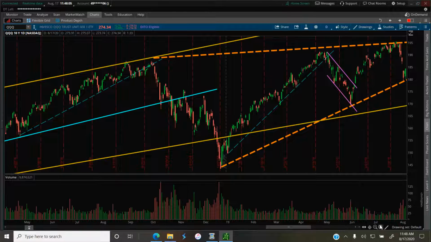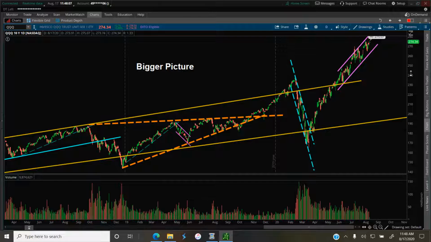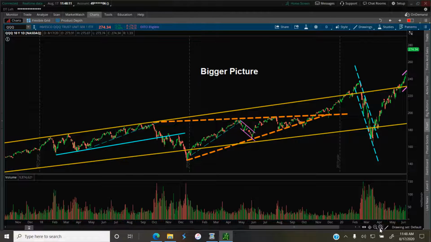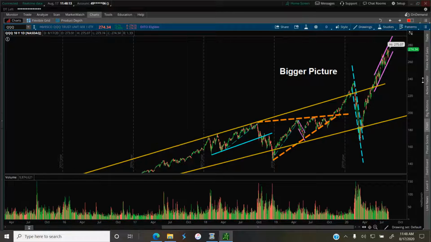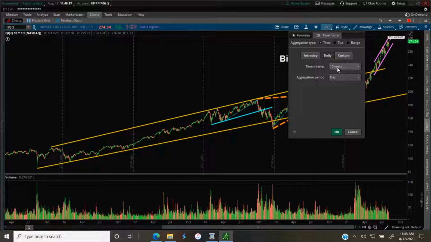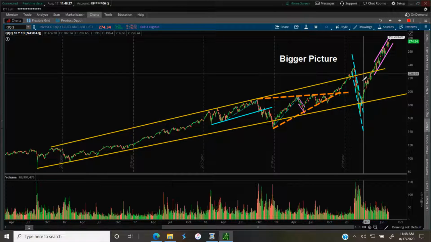So to know where the market is heading or where the market is trending, what I like to do is go to the daily and go back 10 years. You can go back 5 years, you can go back 10 years, however many years. I think 10 is enough. And this is how far it will take you.